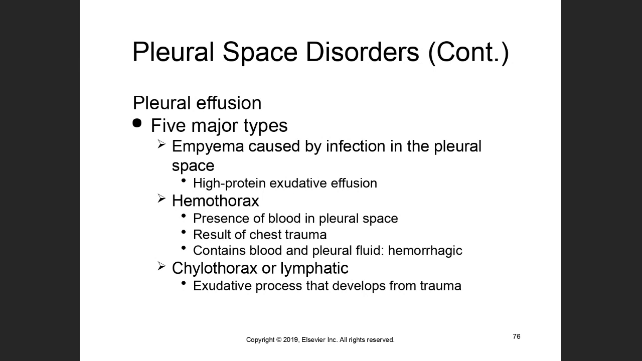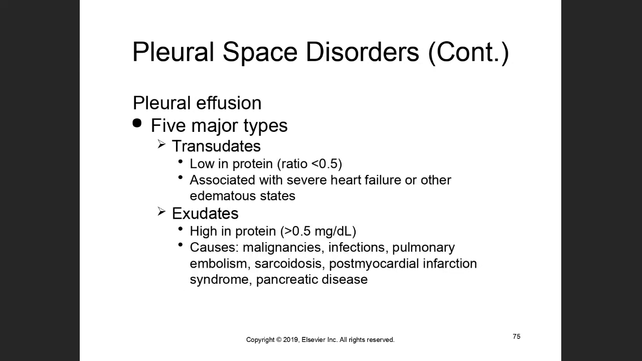Okay, I was saying that pleural effusion is divided not into five. Okay, it's divided into transudate and exudate. Transudate is where the protein is low. Okay, exudate is rich in protein. Okay, transudate could be due to severe heart failure. Okay. Exudate could be due to malignancy, infection like tuberculosis, pulmonary embolism, sarcoidosis, okay?